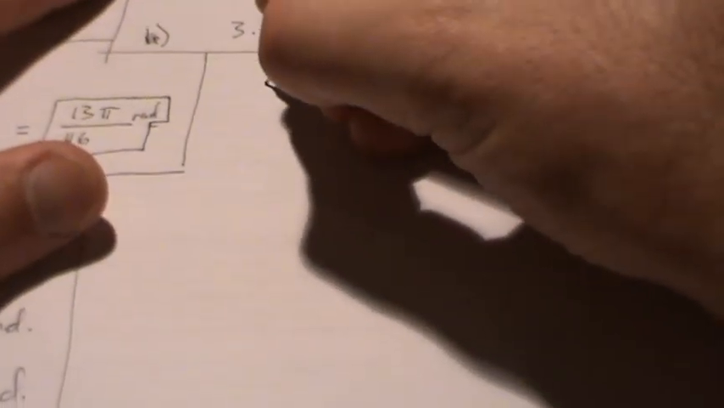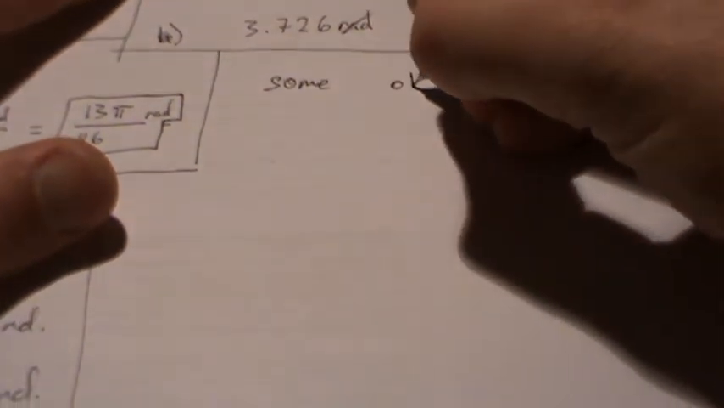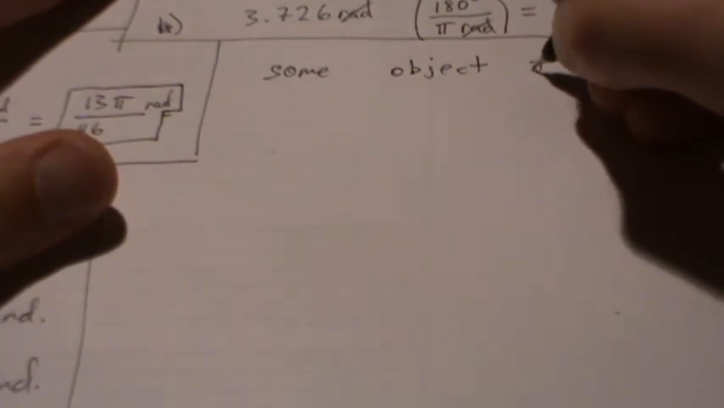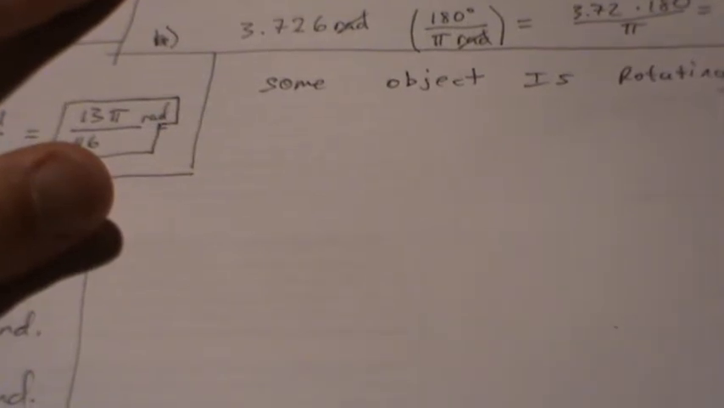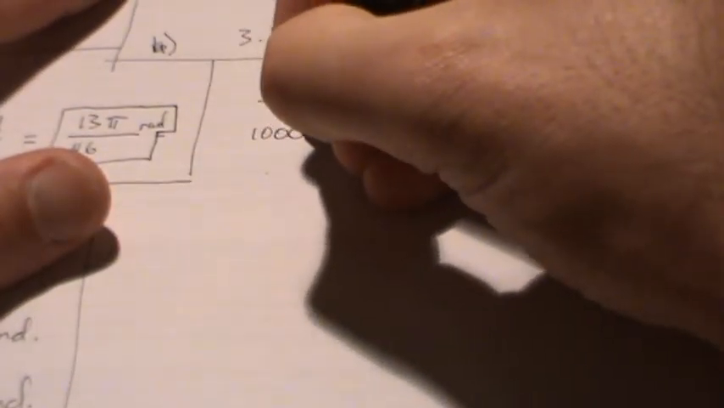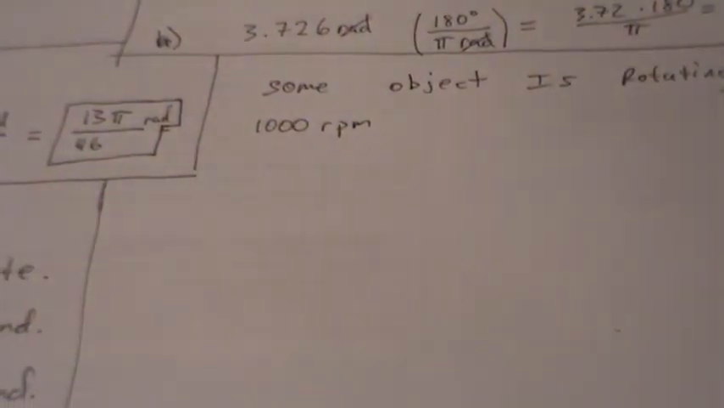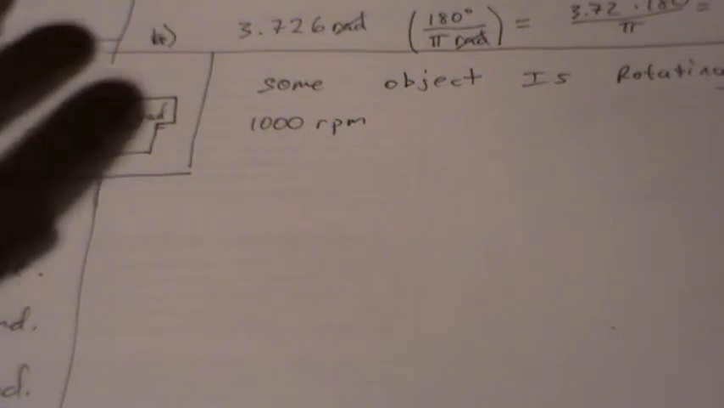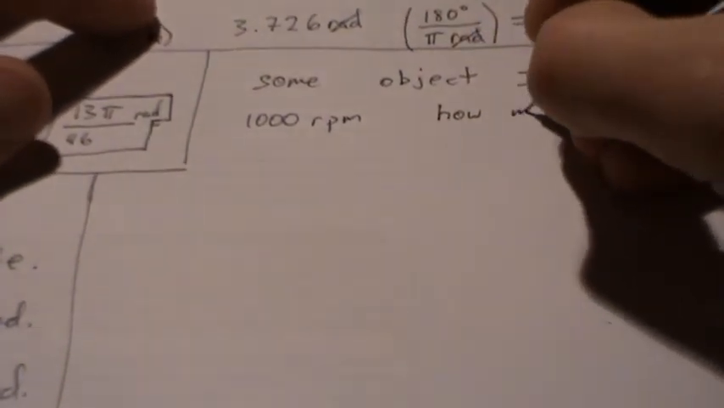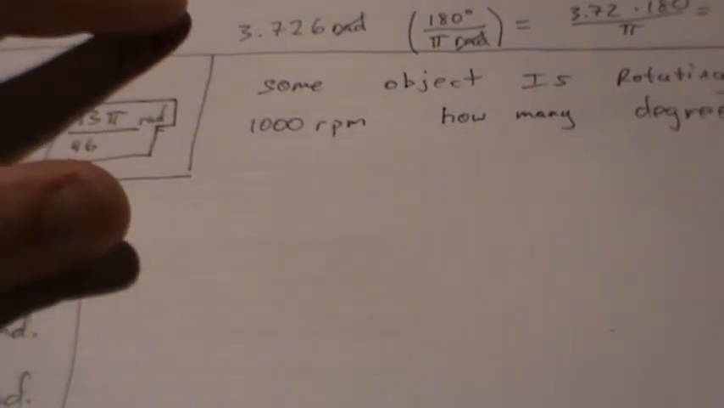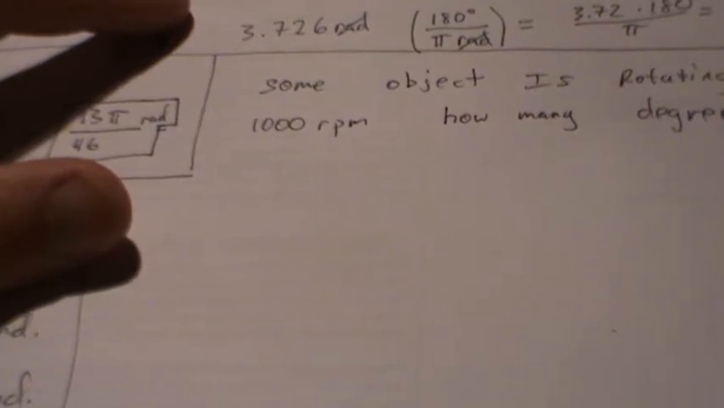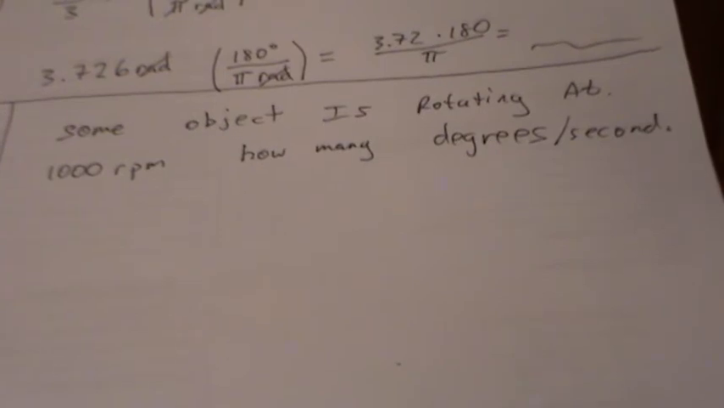let's talk about that. Let's say I know that some object is rotating at 1,000 RPM, rotations per minute. How many degrees per second is it rotating?